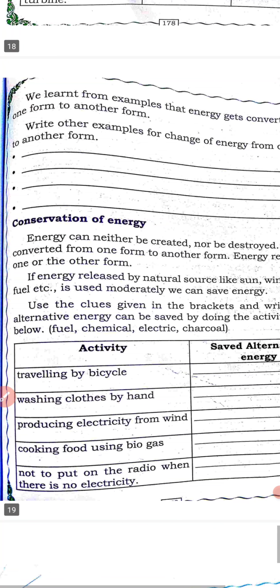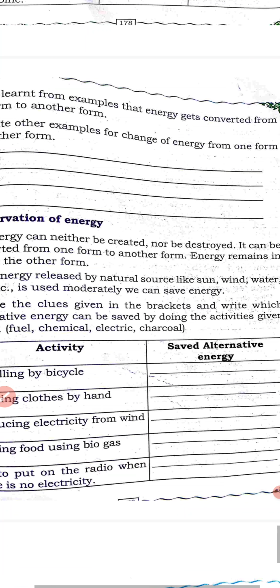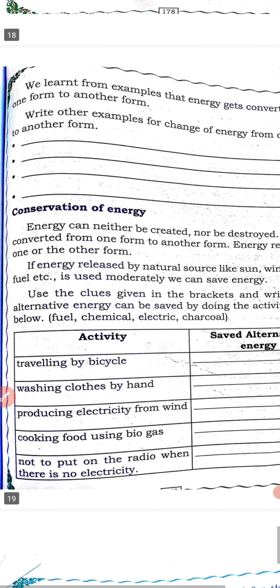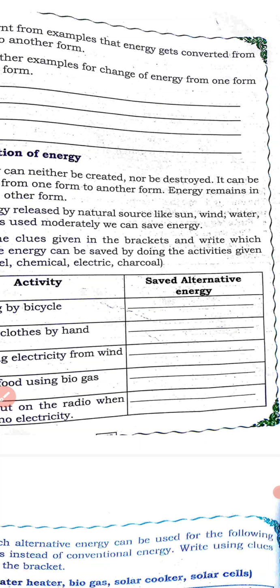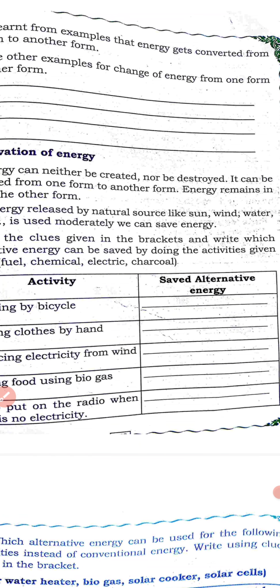So one more activity is given. Traveling by bicycle. Which energy are we saving? We are saving fuel energy. Instead of going by bike, scooter or vehicles, we can save fuel energy. Washing clothes by hand, we save electrical energy. Producing electricity from wind, we save hydroelectric or chemical energy. Cooking food using biogas, we are saving LPG.